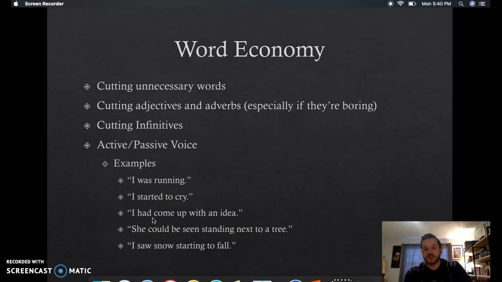So "I came up with an idea." "She could be seen standing next to a tree." "She stood next to a tree." That is active and passive voice. "I saw snow starting to fall." This is what we call an existence or sensory verb. It's not important that you saw it. It's important that snow started to fall. I don't need to know that you saw a bird flying past the window. If you've already established the point of view, then we know.